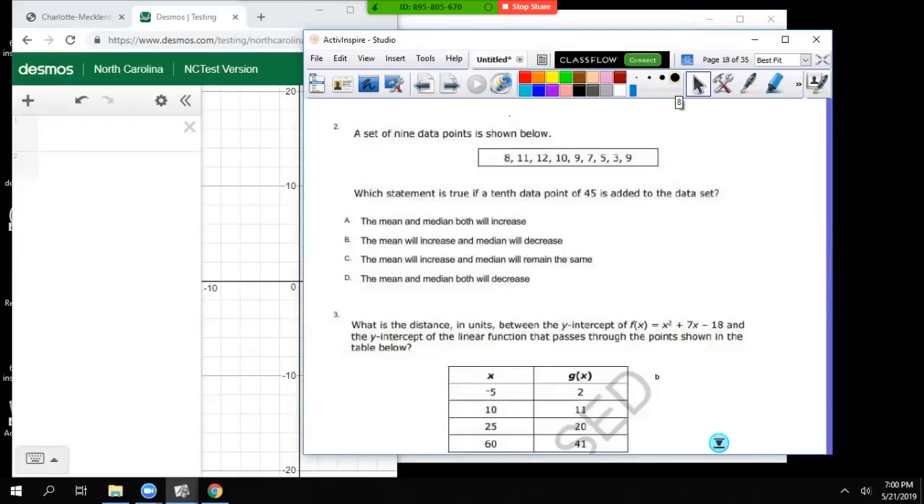Okay, so welcome to our second day's worth of data tracking. Today we are going to look at SID 2 and 3, where we are going to describe data sets using shape, center, and spread, looking at questions number 2, 17, 27, and 32 from the 2018 NC Math 1 released items.